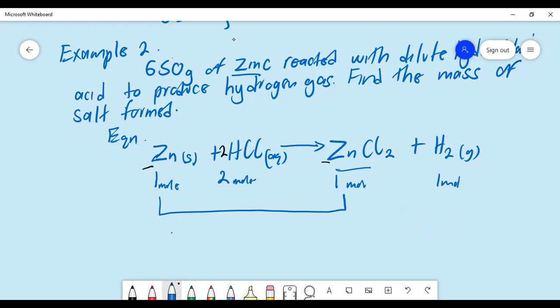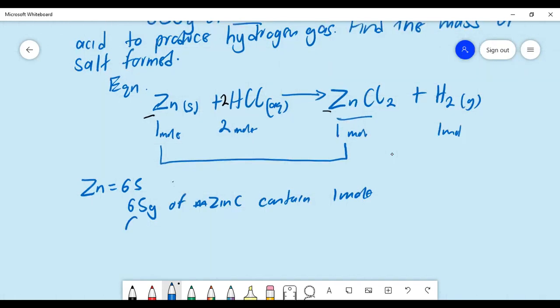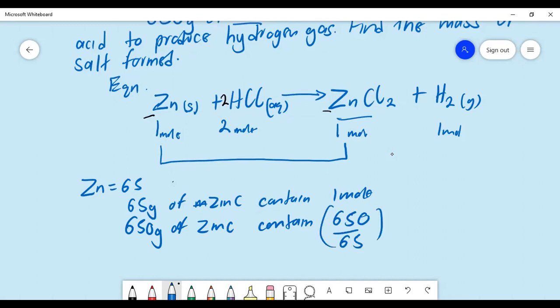Meaning, first of all, what do you know about zinc? Zinc is 65. That's the mass of zinc. But here they're giving us 650 grams of zinc. That means 65 grams will contain 1 mole. So what of the 650 grams? So 650 out of 65. How many moles are those? 10 moles. Very good. 10 moles.